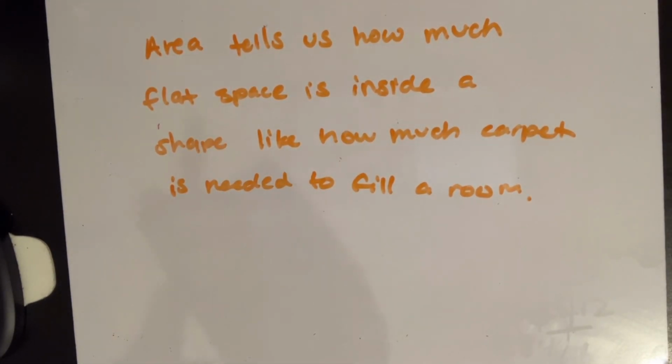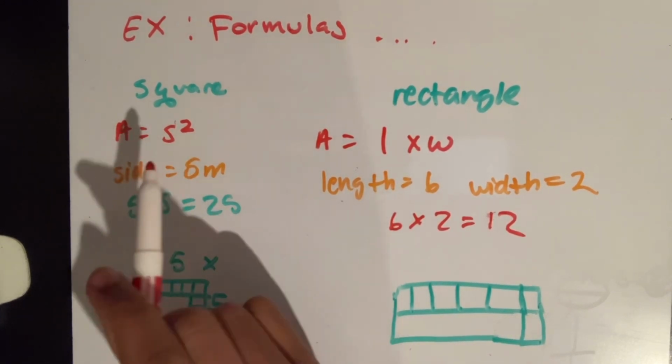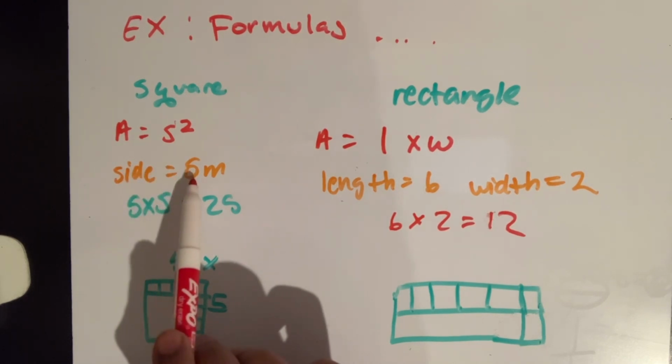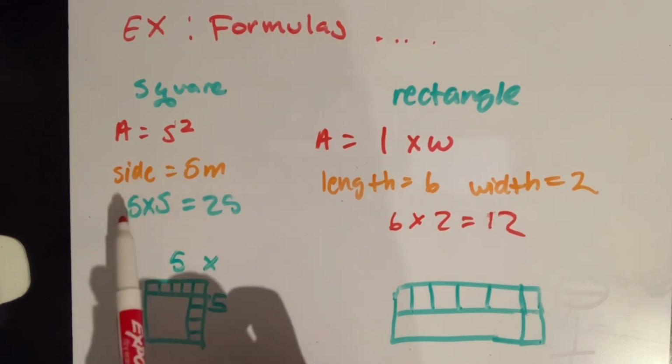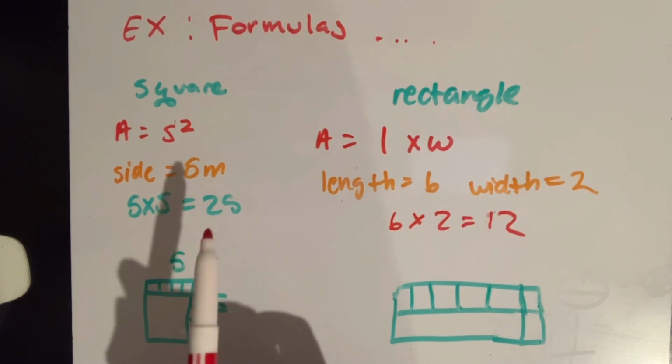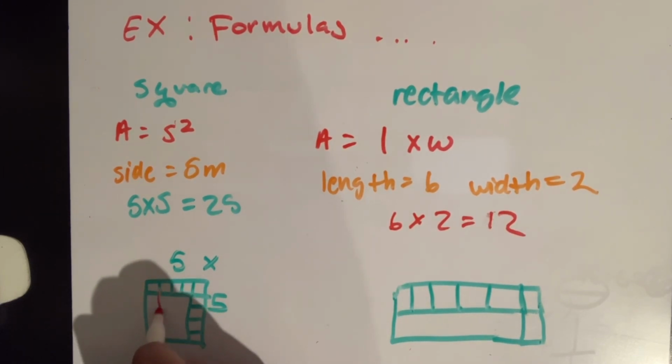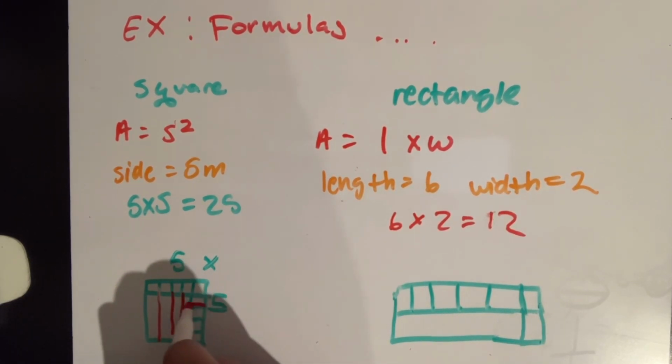Area tells us how much flat space is inside a shape, like how much carpet is needed to fill a room. For a square, the formula is s squared, which is s times s. So, if a side is 5 meters, you would do 5 times 5 to get 25. Let's try it out on a shape. Here, we have 5 units going on one side and 5 units on another side. Let's try and fill in the units to see if we get 25. Take these lines all the way down and these lines all the way to the side.